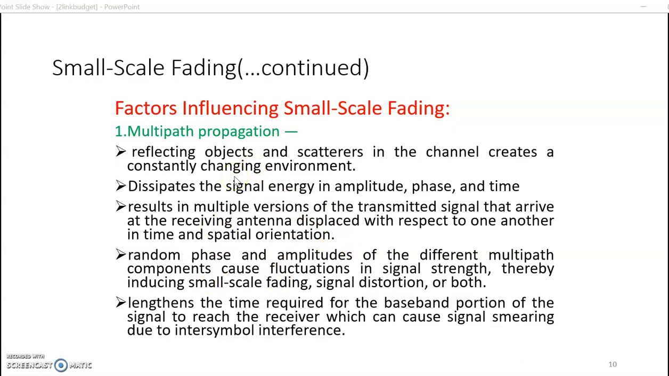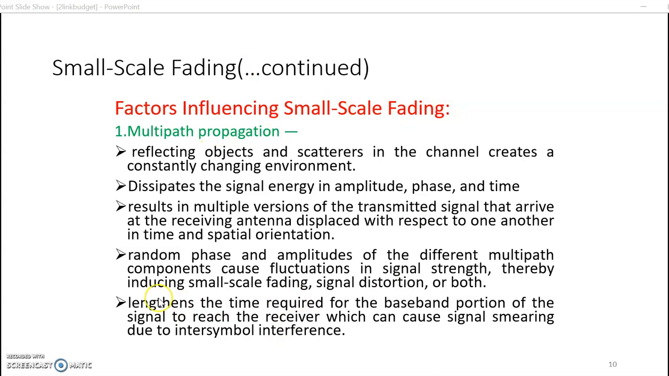Random phase and amplitude of different multipath components. They are traveling in different paths, so each and every signal will have a different amplitude. There will be a phase difference between them. So this results in small scale fading or changes in the signal envelope.